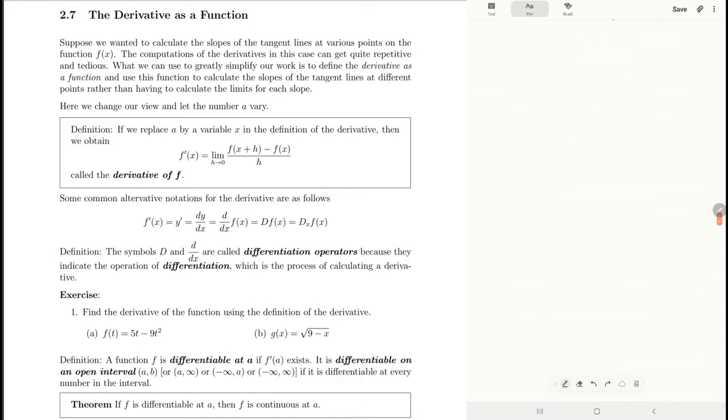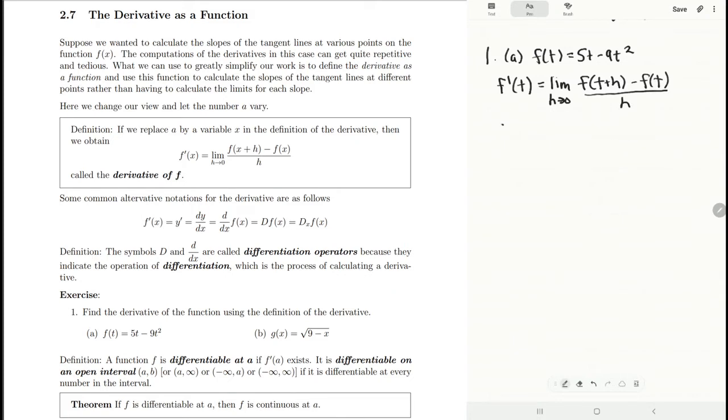So let's have a look at some examples of calculating the derivative as a function. So here we have f of t equals 5t minus 9t squared, and we want to use the definition of the derivative to calculate f prime of t. So if we use the definition, this is the limit as h goes to 0 of f of t plus h minus f of t, all divided by h.